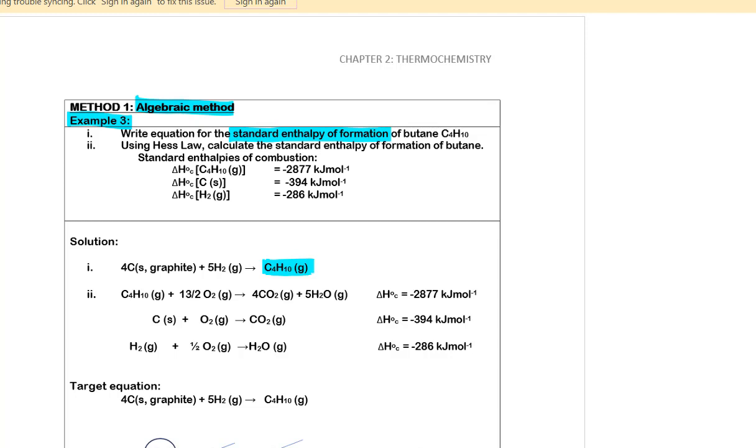Okay, dekat sini sengaja Madam tambah kataan graphite sebab carbon ni dia ada several allotropes. So graphite is the stable state for carbon. Okay, untuk soalan yang kedua, using Hess's law, calculate the standard enthalpy formation untuk butane. Okay, cuma dekat sini dia bagi standard enthalpy untuk combustion. So dia bagi nilai. So daripada nilai-nilai ni, kita kena buat sendiri thermochemical equation dia.